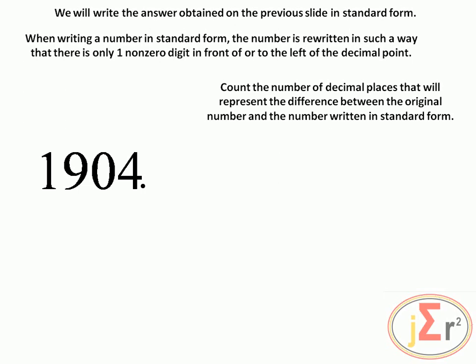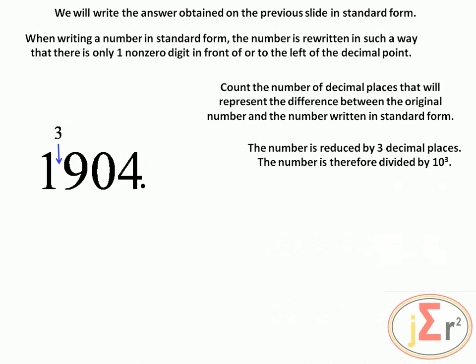What do we do? Count the number of decimal places that we need to adjust that number by in order that we will have only one non-zero digit to the left of that decimal point. No movement yet. One decimal place, another decimal place, three decimal places we need to adjust this number by. The number is reduced in order to have one non-zero digit to the left of the decimal point. The number is reduced by three places of decimal.